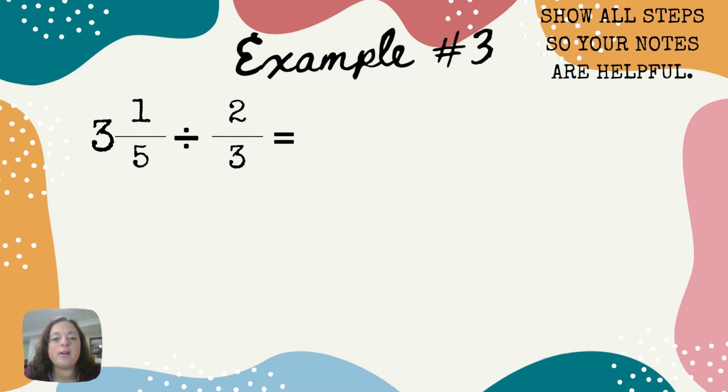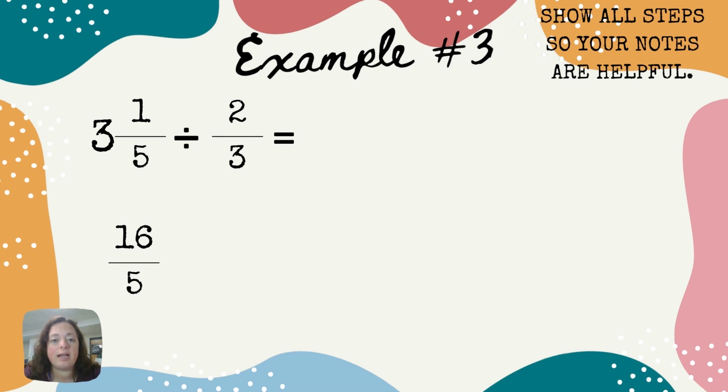Example number 3, 3 1/5 divided by 2/3. Let's rewrite the first fraction as an improper fraction. We can do this by doing 3 times 5, which is 15, then adding 1, 16. So 3 1/5 is equal to 16/5. If that second number were a mixed fraction, we would need to do the same thing. But in this case, it's just 2/3.